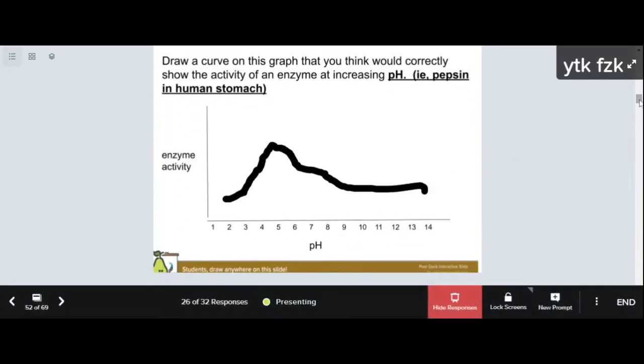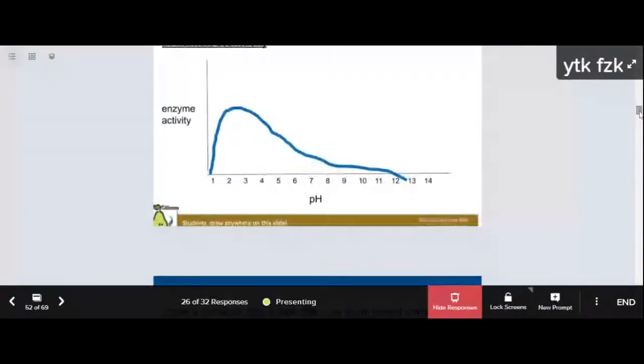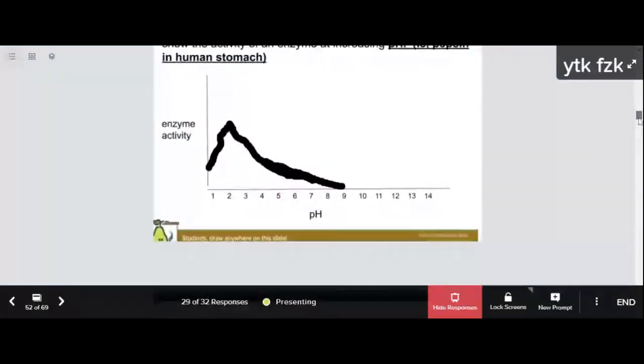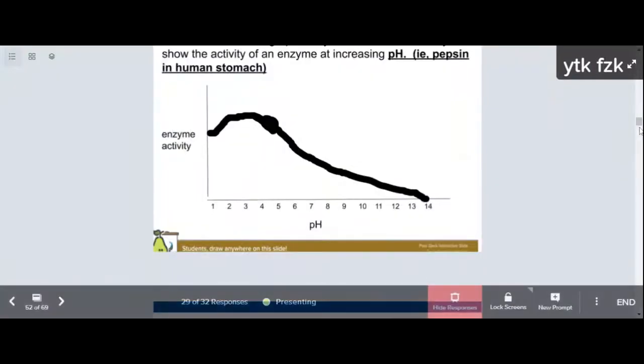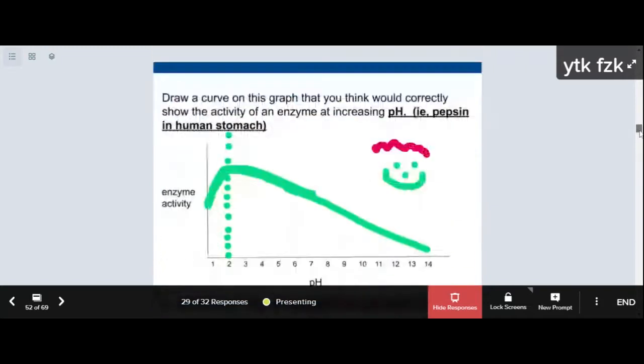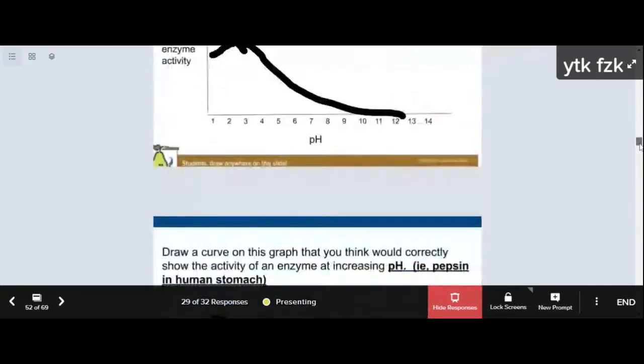Okay. So yeah, here we go. Yeah, that's about right. It would be a sine curve with a peak. Believe it or not, it's about 2. Yes. And anything above or below that, there doesn't tend to be a tremendous amount of activity for pepsin because pepsin is used to working in a very acidic environment of the stomach. And more smiley faces. Yeah, that's good.